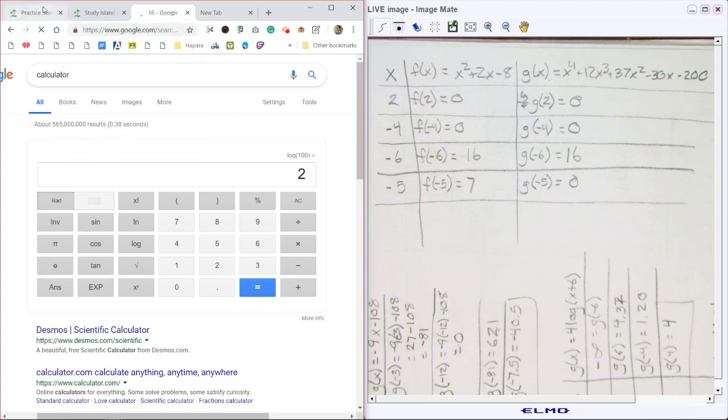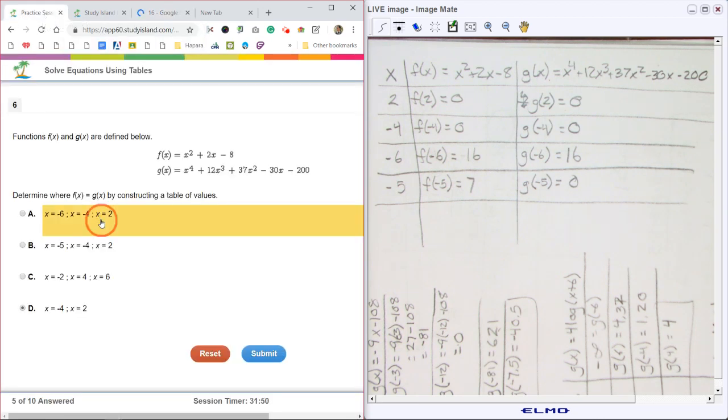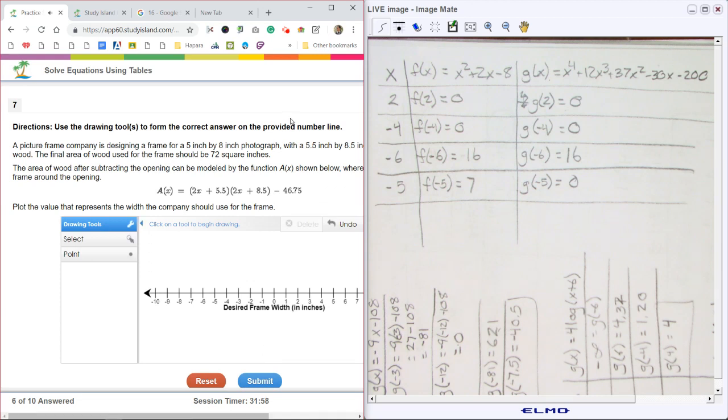All right, so we are going with this one because all 3 of those, negative 6, negative 4, and 2, did work. There you go. Again, pretty simple. Go ahead and use your calculator. If you have any problem with any future ones, please let me know, and I'll try and help you out with them.